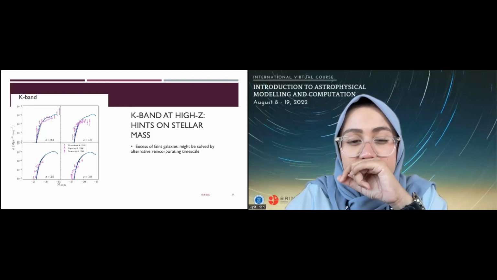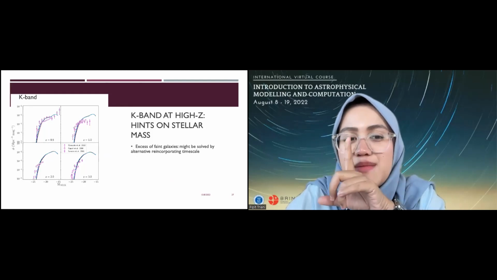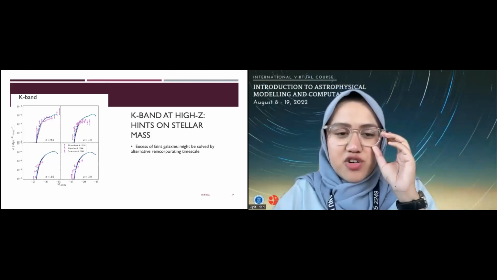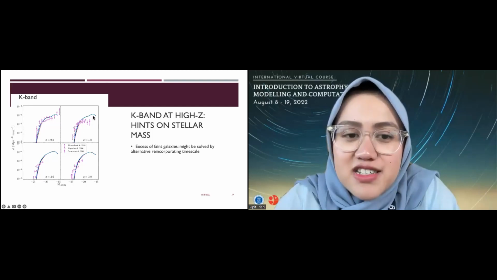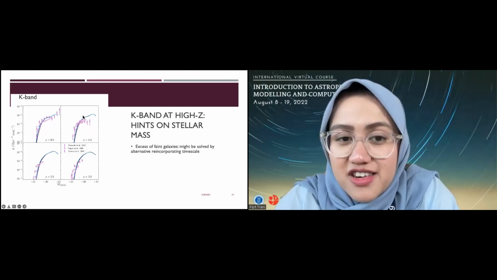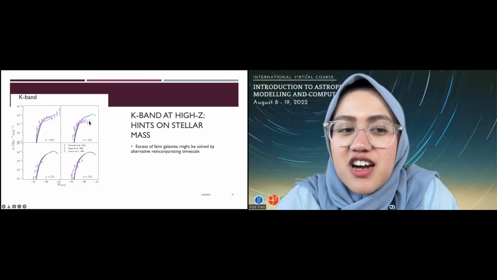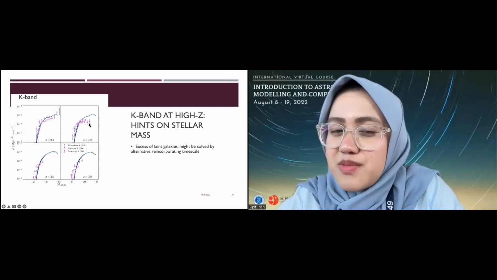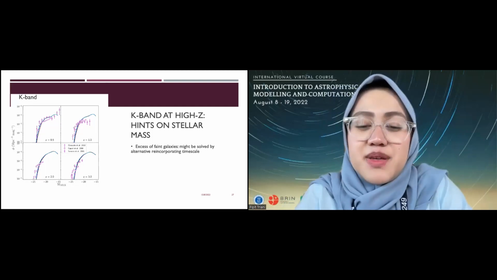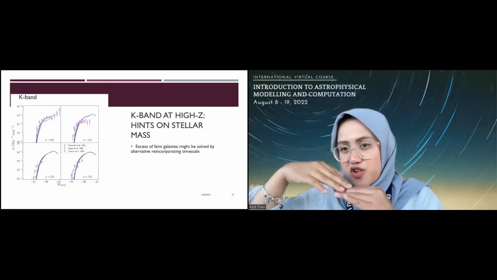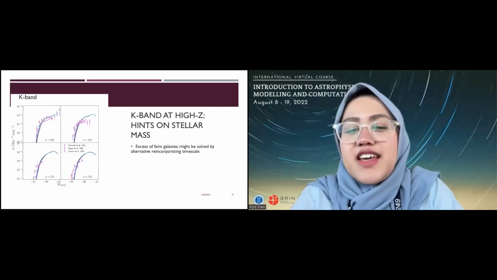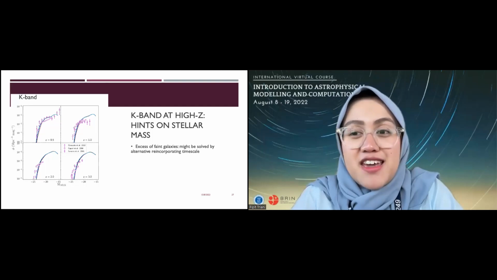Yeah, and in the high redshift universe at K band, remember K band is where stellar spectra are the most important, so dust is not really important here. We have an excess of faint galaxies. This is bright galaxies, this is faint galaxies. The model has much higher density of faint galaxies than the observations, which probably can be solved by implementing a different reincorporation time scale in the model. Remember, the reincorporation of cold gas in the halo.